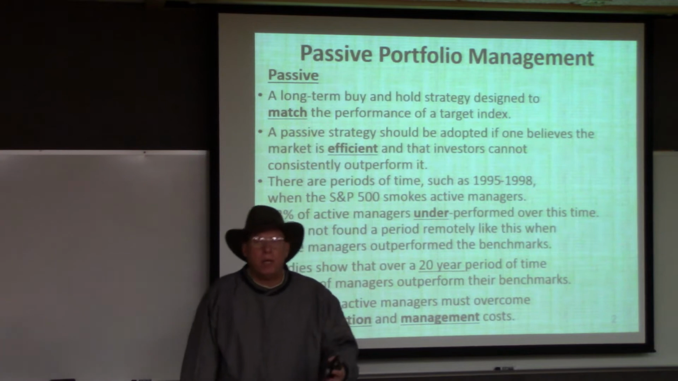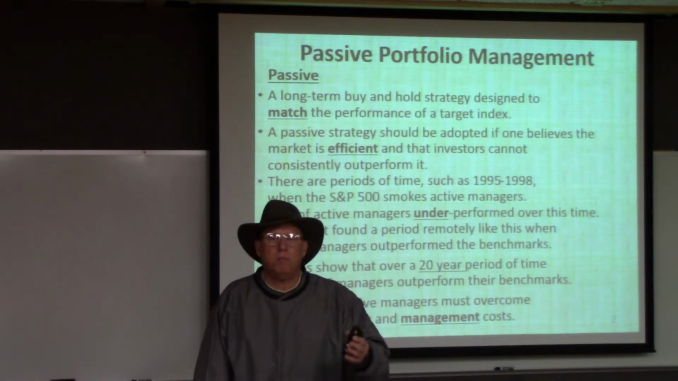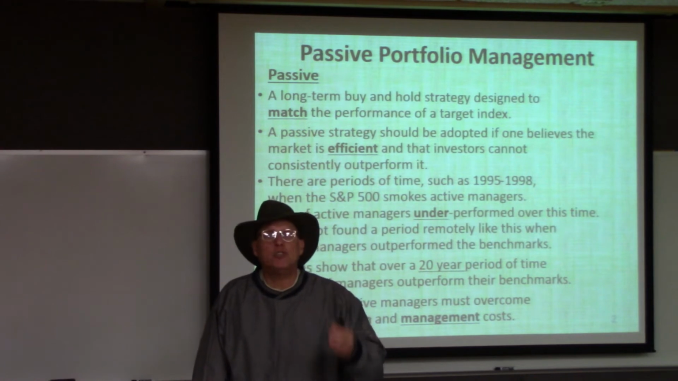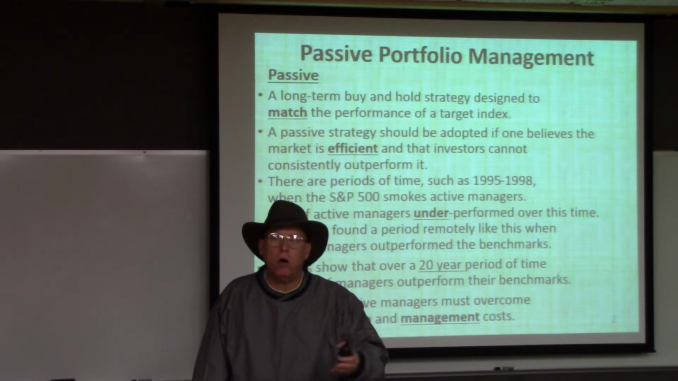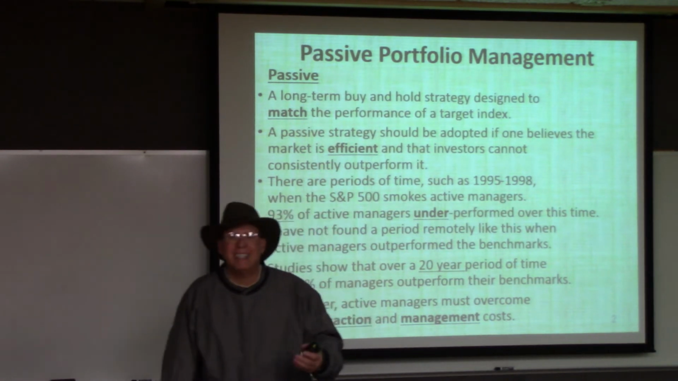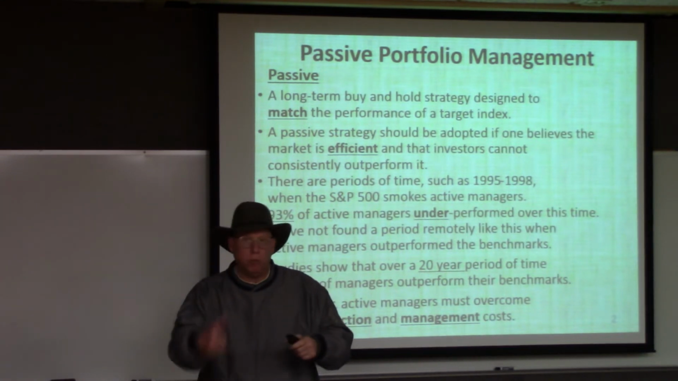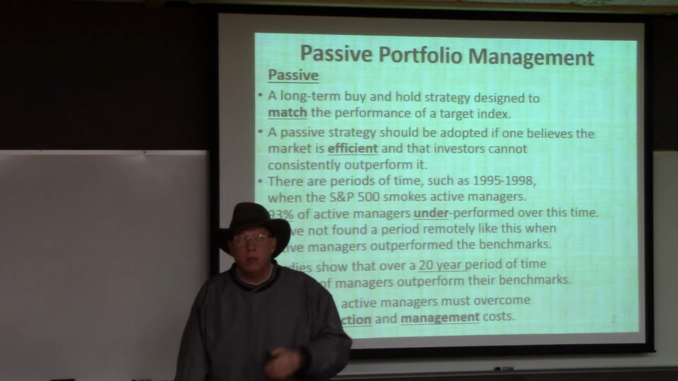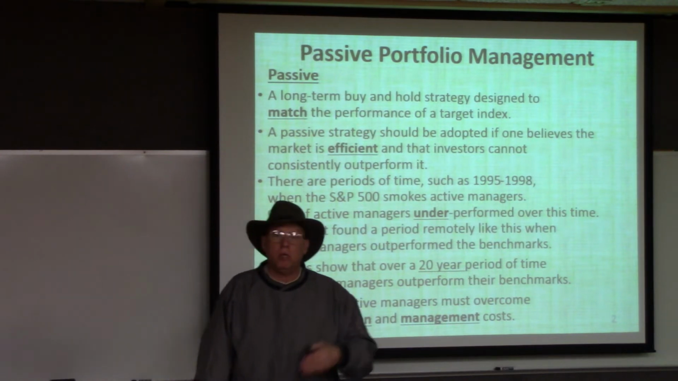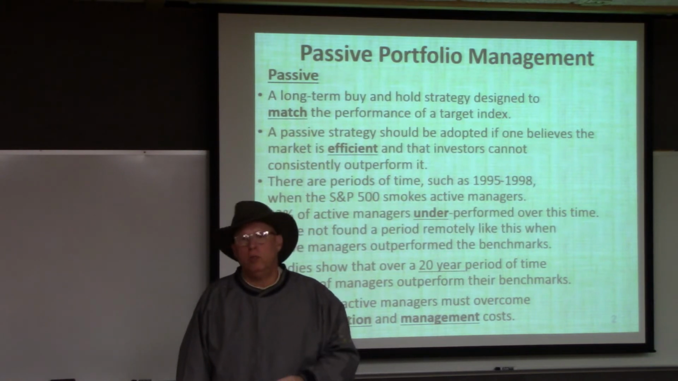The typical fee for an actively managed fund is about 1.25%. It could be as high as 2.25% depending on what type of portfolio you're talking about managing. And we'll get into that in the chapter on investment companies. I guess that was the previous chapter, chapter 15. The fees can be as high as 2.25%, but the typical equity fee is 1.25% annually.